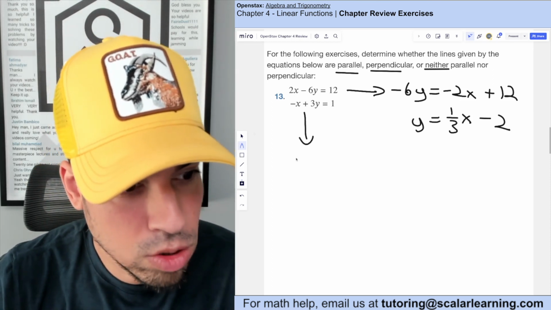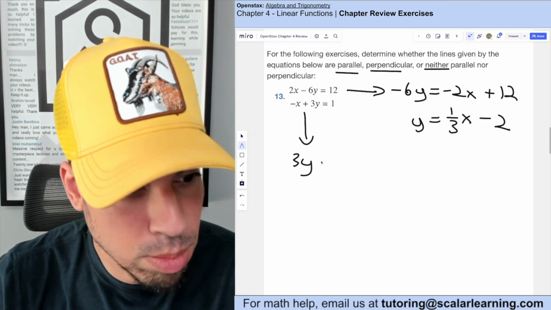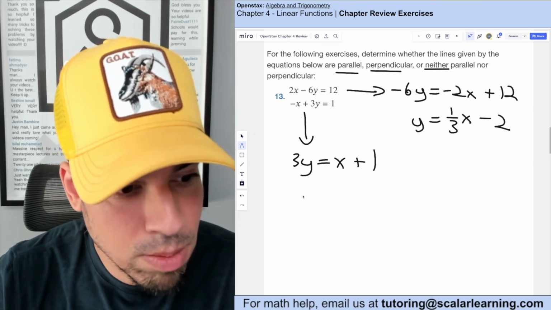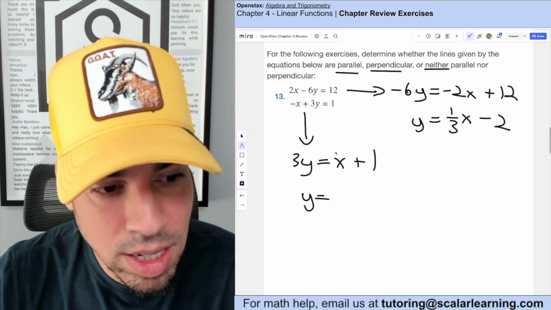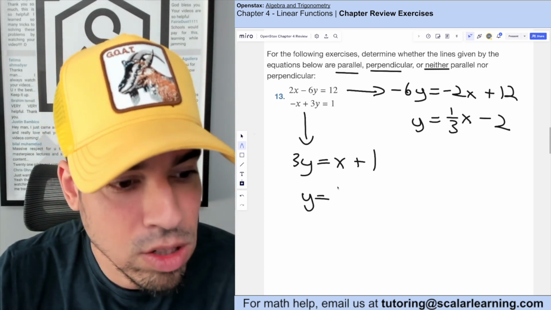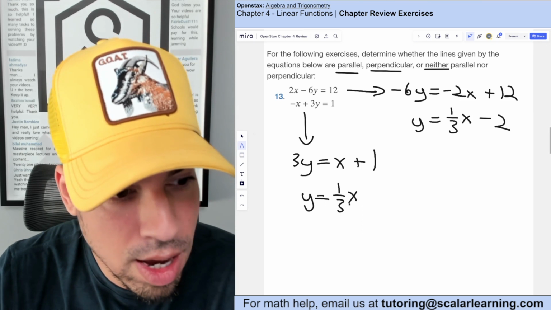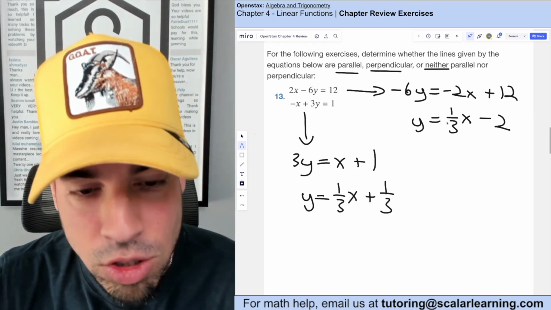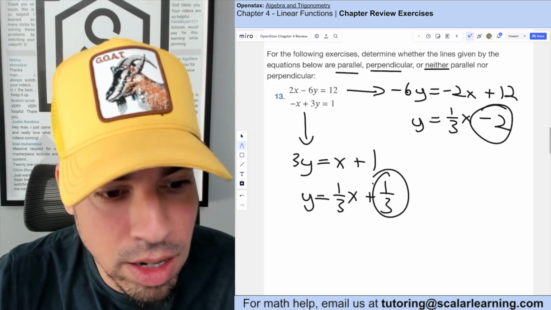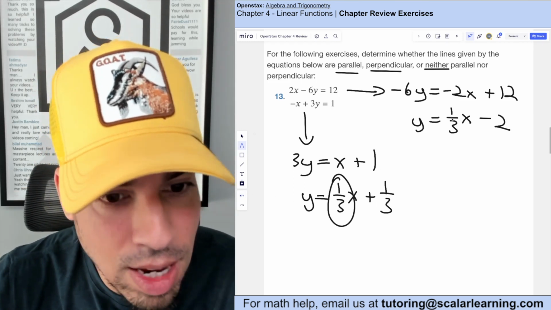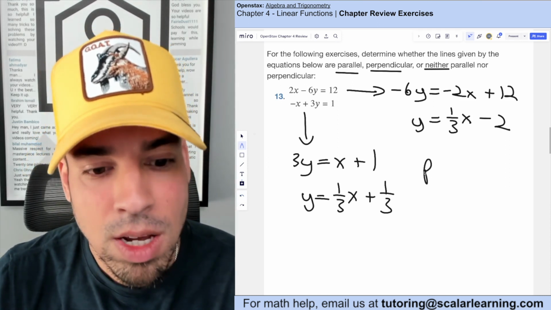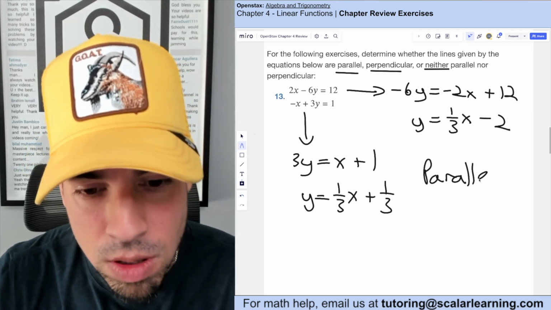Now let's do this one. So we're going to add x to both sides. So I got 3y equals x plus 1. And then I'm going to divide both sides by 3. y equals, and again, there's an invisible 1 in front of that x. So that's 1/3 x plus 1 divided by 3, which is 1/3. So when we look at these two equations, they have a different y-intercept, but they have the same slope, a slope of 1/3. If two lines have the same slope and different y-intercepts, that means they are parallel.